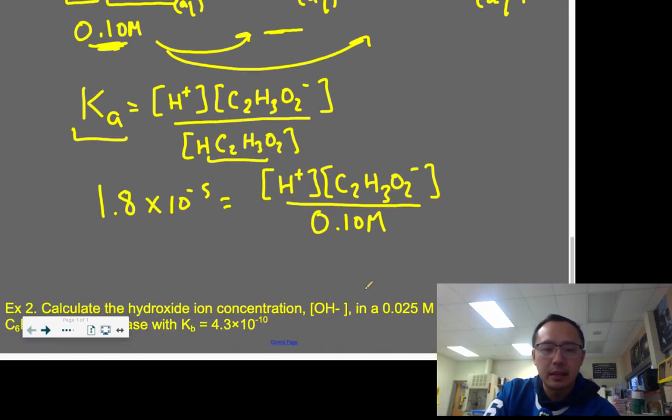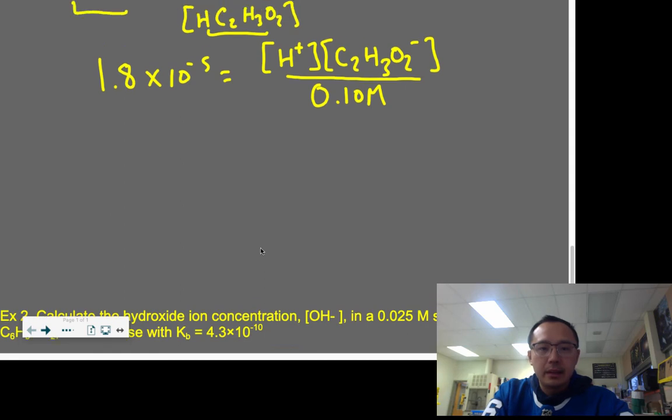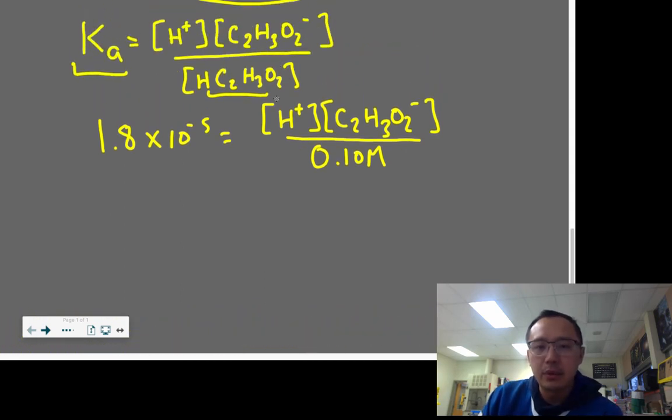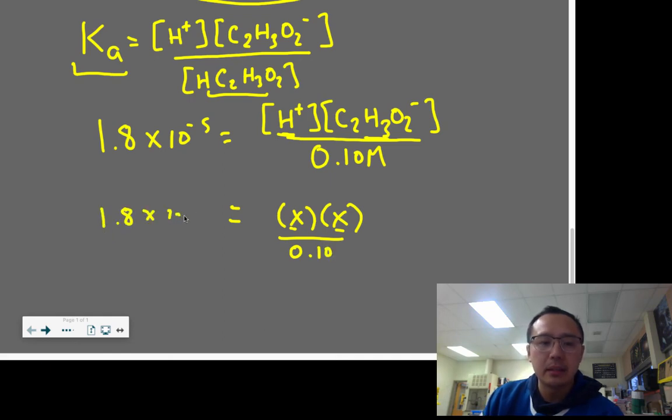So then what's the next step here? I'm just going to move this next question down a little bit. Since we don't know what these ones are, let's use algebra for each of those. So instead of keeping these as H+ and C2H3O2 negative, we're going to make them into X's. And because they're a 1:1 ratio, this and this are going to be the same thing. So we can put an X for each of those. And then all the other ones will remain the same with numbers. So I'm going to put 1.8 times 10 to the negative 5.